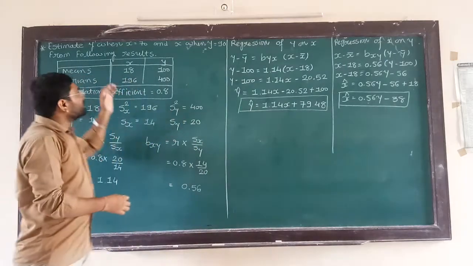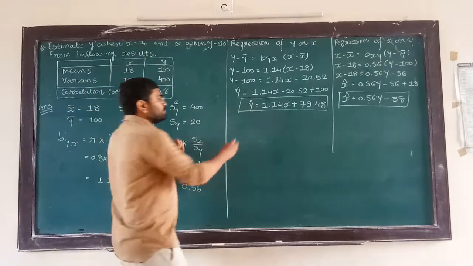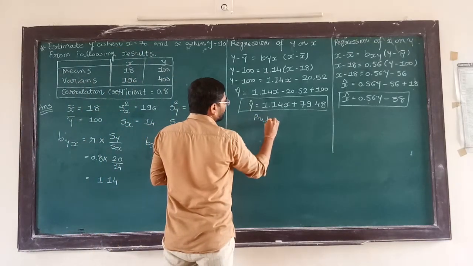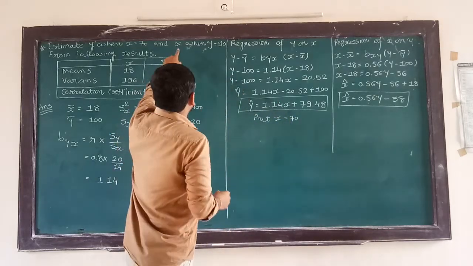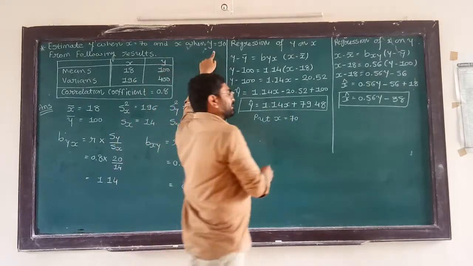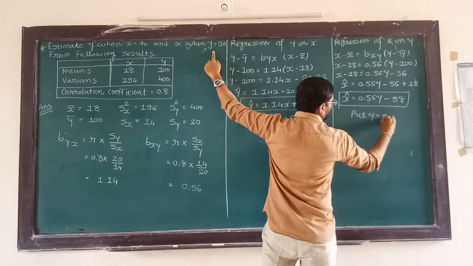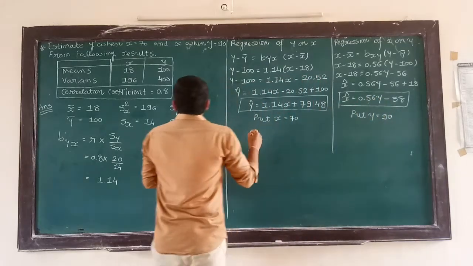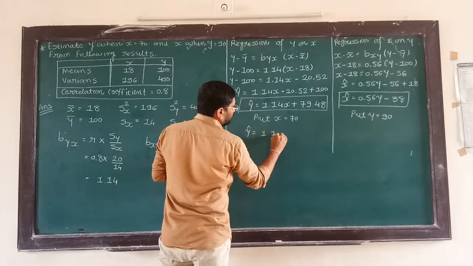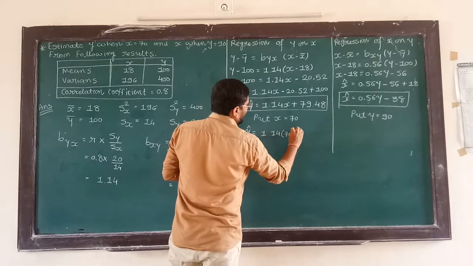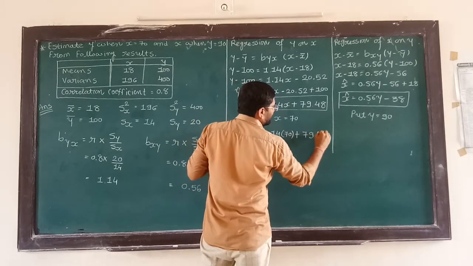Now see in the question, here we find y when the value of x is 70, so we put x is equal to 70. And same as to find x when y is equal to 90, put y is equal to 90. See, y cap is equal to 1.14 times 70 plus 79.48.